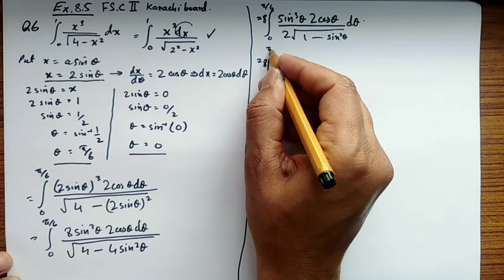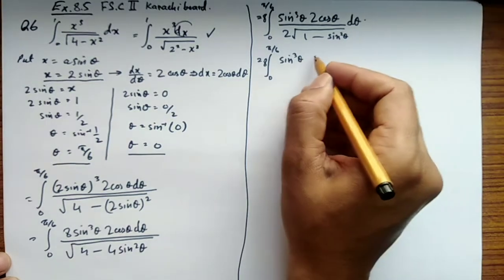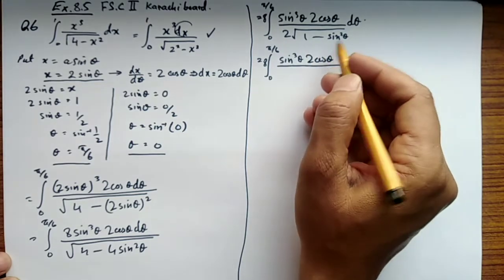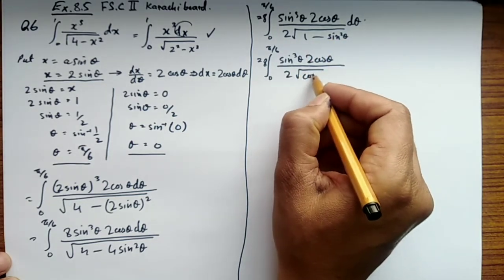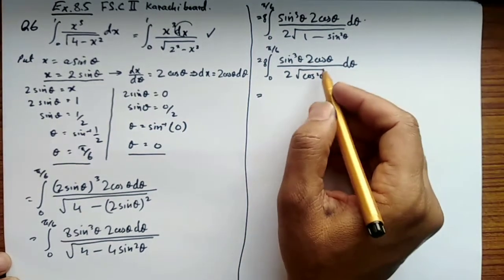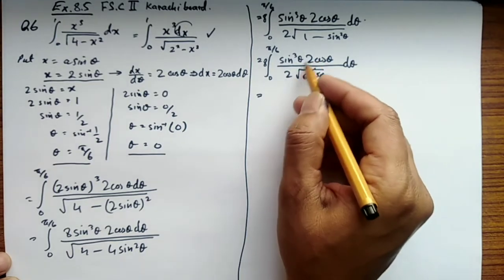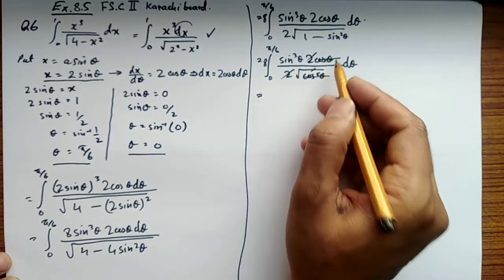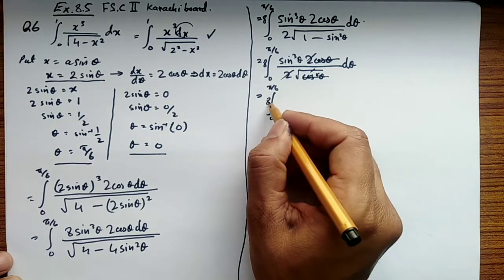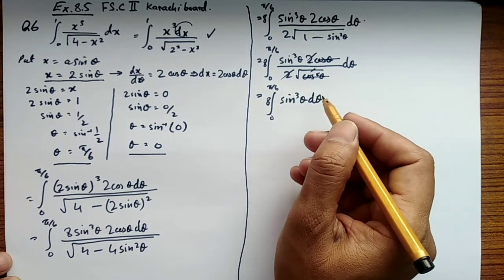Furthermore, this 8 is here, the integral from 0 to pi upon 6 of sine cube of theta 2 cos theta whole divided by 1 minus sine square theta, which is cos square theta, d theta. This cos square theta will cancel out, and 2 and 2 cancel out, cos theta and cos theta cancel out. So we are left with the integral from 0 to pi upon 6 of 8 sine cube of theta d theta, right?